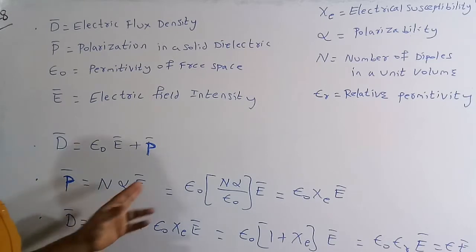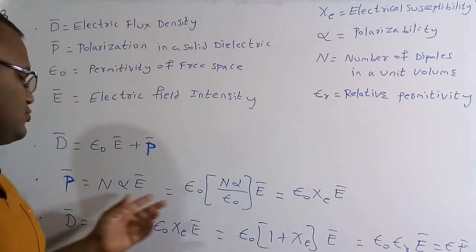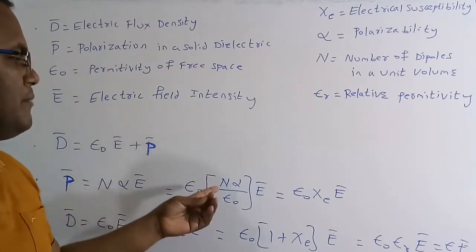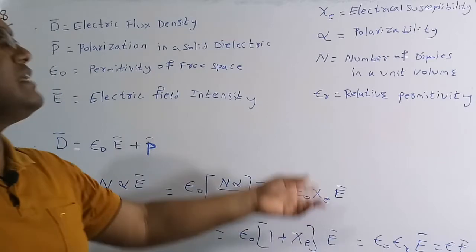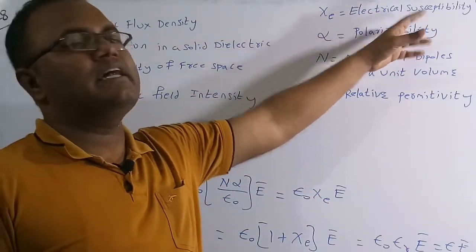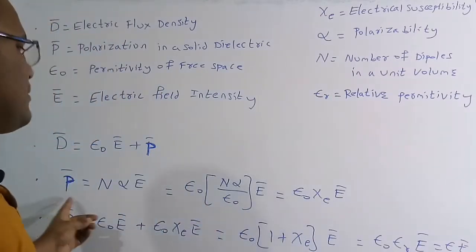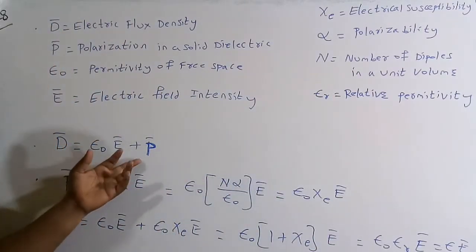But I am going to multiply epsilon naught in the numerator and also the denominator, so we get the previous one. Here N alpha by epsilon naught is called Xe, or we can call this the electrical susceptibility. So P bar is equal to epsilon naught Xe into E bar. You can substitute this P bar in the above expression.